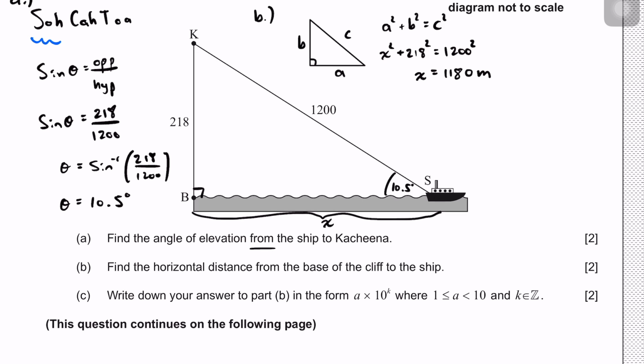In part C, they ask, write down your answer to part B in the form of a times 10 to the k, where a is greater than or equal to 1, less than 10, and k is an element of the integers. So integers means positive, negative, whole numbers. So what does this mean? This value a has to be between 1 and 10, and this k, this exponent, has to be a positive, negative, whole number. So essentially what they're asking is, write this value out in scientific notation.